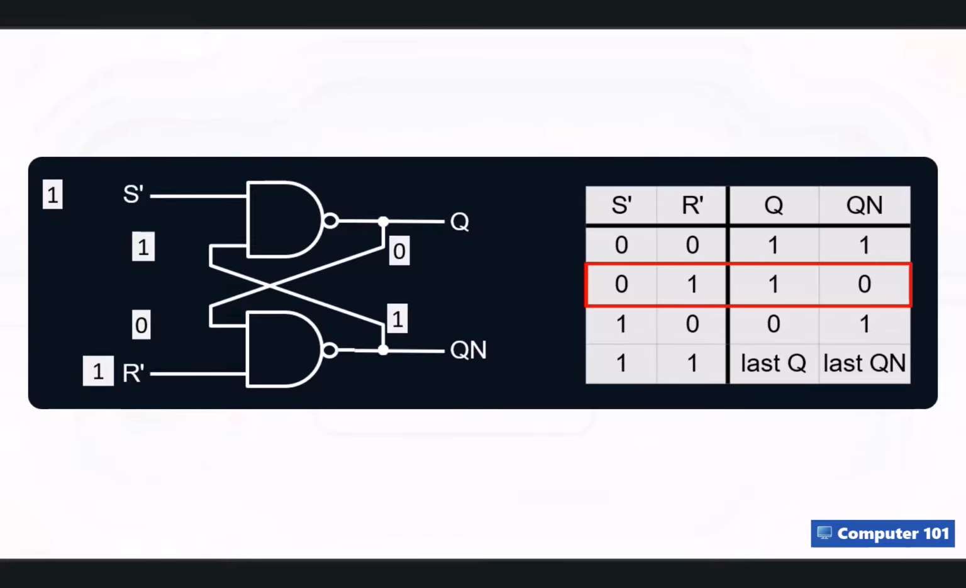Let's trace the set state. We'll start by dropping our top input, S', to 0. Because that top NAND gate receives a 0, it immediately forces its output, Q, to become 1. Now follow that wire diagonally down. The bottom gate now has two 1s as inputs, which forces its output, Qn, to 0. That 0 loops right back up, literally locking the system in place. Boom, we've officially set the latch.